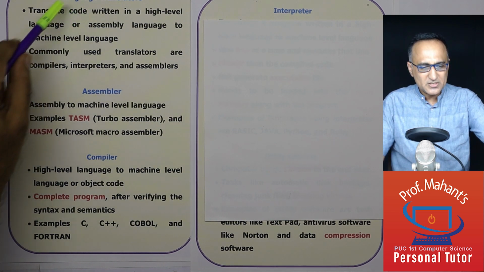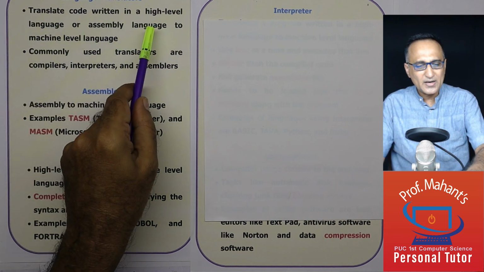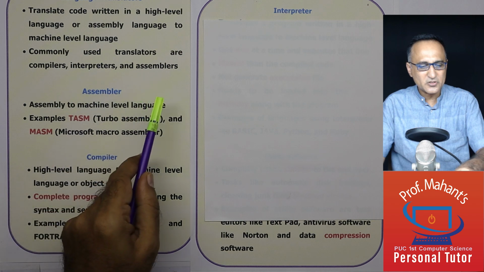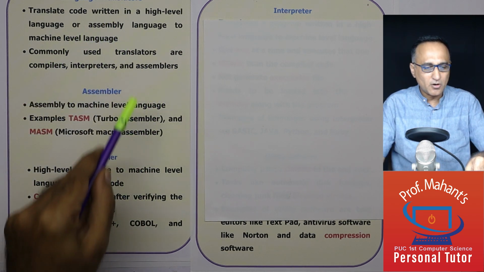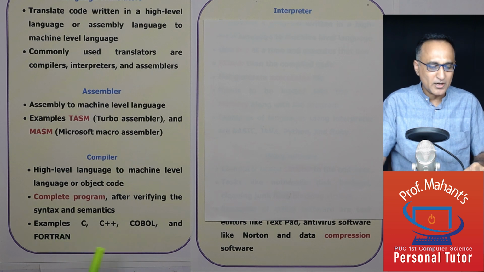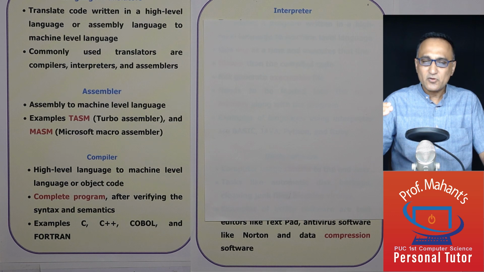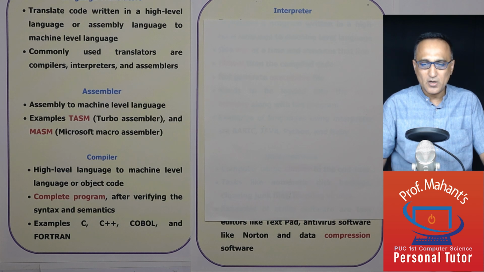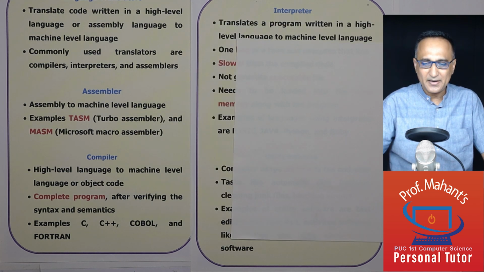What a compiler does is, assume this is your entire program, this page. It will take this entire page consisting of program or instructions and convert it into machine level language, provided your syntax is correct. So once your syntax and semantics are correct, that means once the program makes sense, it converts it into a machine code. Examples of languages which use compiler are C, C++, COBOL, and Fortran. So compiler converts a high level language into machine language, the complete program into object or machine code, after obviously verifying the syntax and semantics.